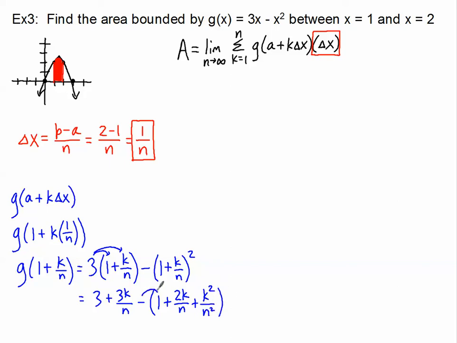But then I also need to subtract all three parts. So let's see what I've got here. I've got my 3, I've got my 3k over n, running out of room, minus 1, minus 2k over n, and minus k squared over n squared. Okay, and I do have some like terms. 3 take away 1 would give me 2, and 3k over n minus 2k over n would give me 1k over n, and negative k squared over n squared.